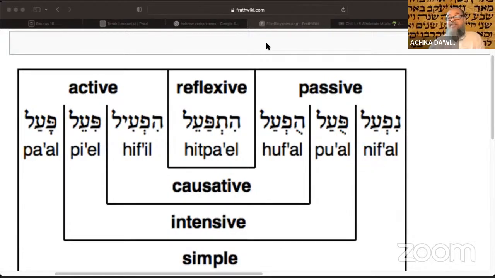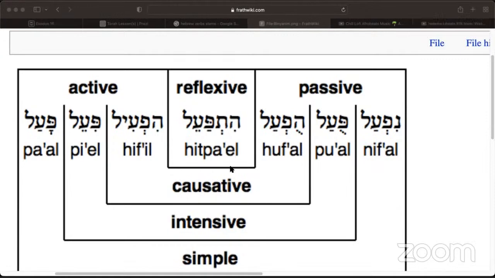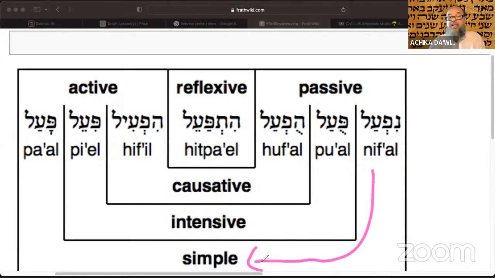What category is a nifal in? Is it active or passive? Passive. It's passive. Okay. And it's in a simple group. It's right here. Okay. So that's the reason why they're naming it. Now, let me show you the secret.